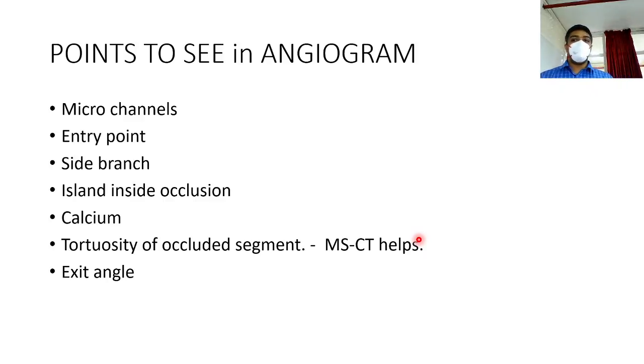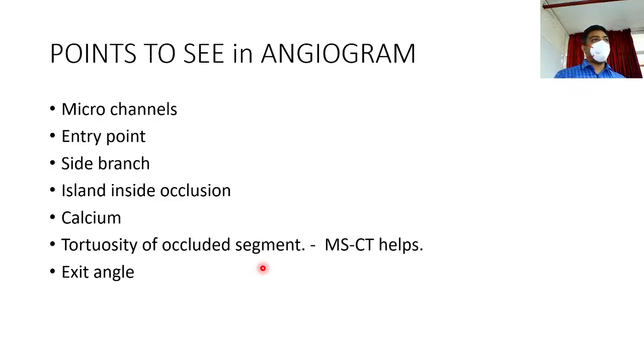So what are the points we have to see in the angiogram? There will be micro channels, which I'll discuss. Entry point, exit angle, side branch, islands inside the occlusion. Inside the occlusion there may be some islands. Then calcium, presence of dystrophic calcium. Then tortuosity of the occluded segment.